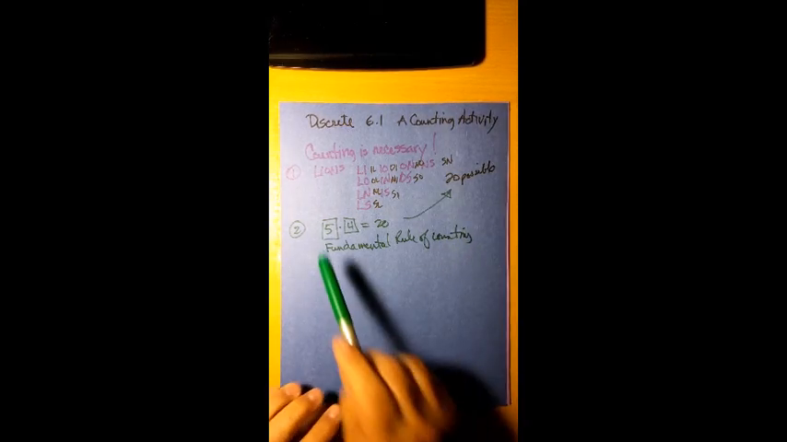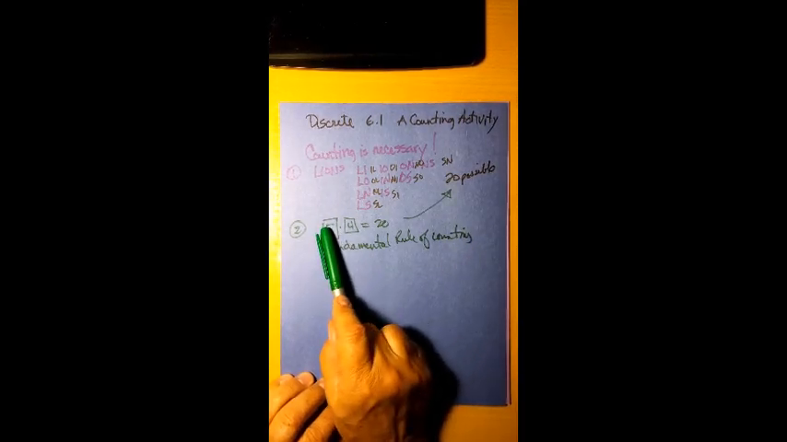This is called the fundamental rule of counting. If there are m ways of doing one activity and then n ways of doing the next one, the number of ways of doing both is m times n. In this case, 5 times 4.